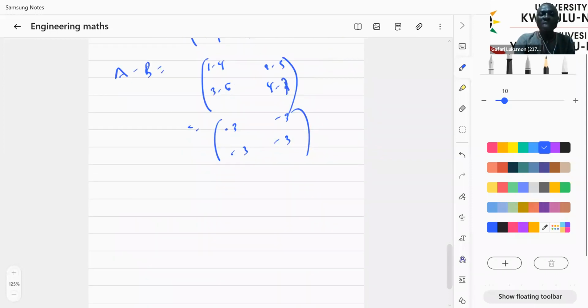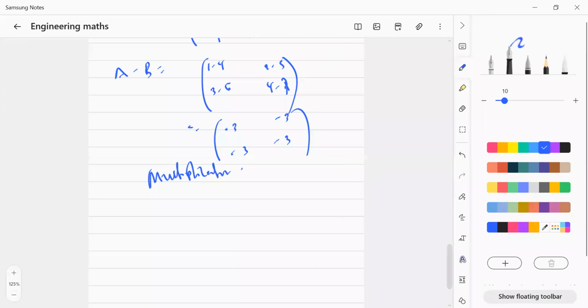So what of multiplication? Matrix multiplication. You can do two things in multiplication. You understand that we have two types of multiplication in matrices. The first one is scalar multiplication, whereby you multiply a scalar by a matrix.